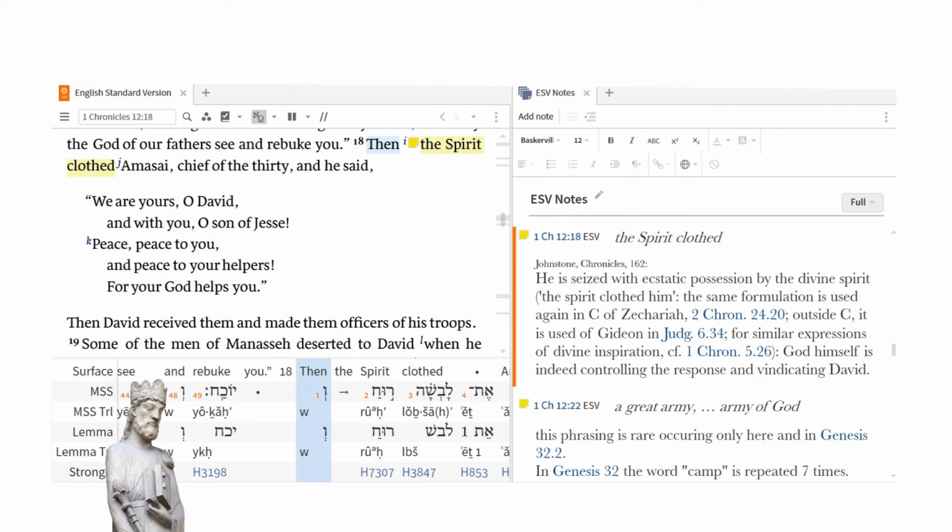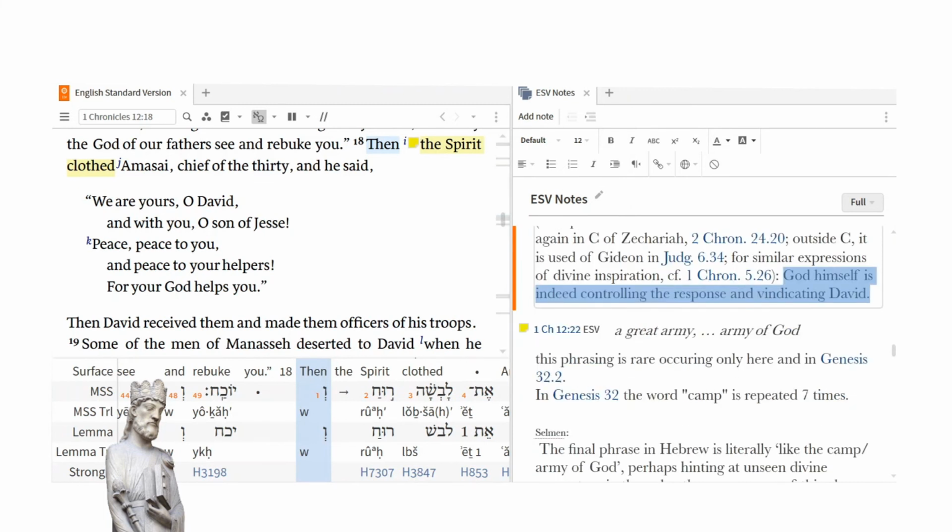On this phrase here, though, the Spirit clothing him, Johnstone notes that he is seized with an ecstatic possession by the divine Spirit. The same formula is used in Chronicles of Zechariah in 2 Chronicles 24:20. Outside of Chronicles, it is used of Gideon in Judges 6:34. And for a similar expression, 1 Chronicles 5:26. God himself is indeed controlling the response and vindicating David.